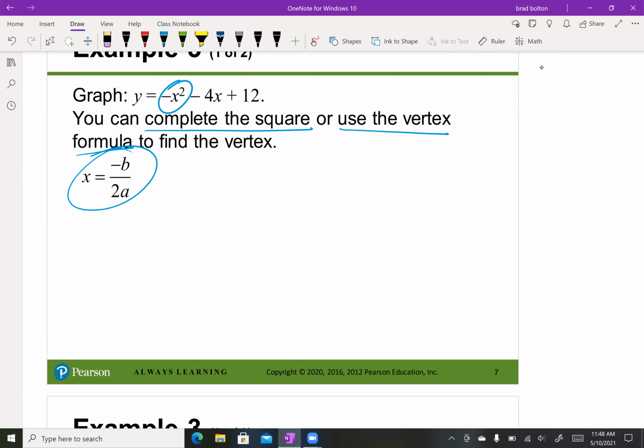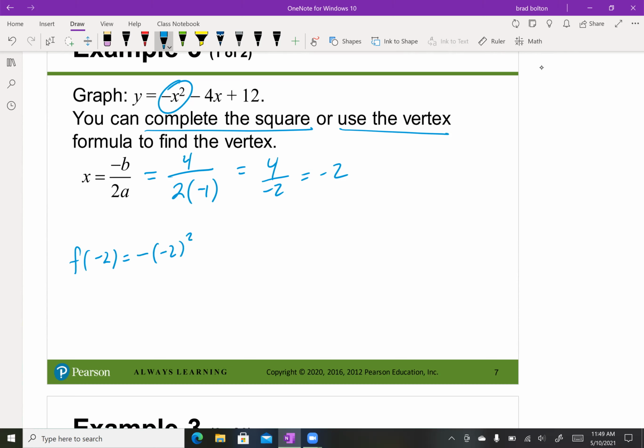So we have, in this particular problem, negative b, so this would be negative 4, which becomes positive 4, and then over 2 times a, but a is negative 1. So we get 4 over negative 2, which is negative 2. Okay, so now we have negative 2. All right, now if we want to find the y coordinate, and this is the x coordinate, we just do f of negative 2 or y of negative 2, and this would become negative times negative 2 squared minus 4 times negative 2 plus 12. So this would be negative 4 plus 8 plus 12, and that would become what, 16? We get 16. So we have the vertex is the point negative 2 comma 16.